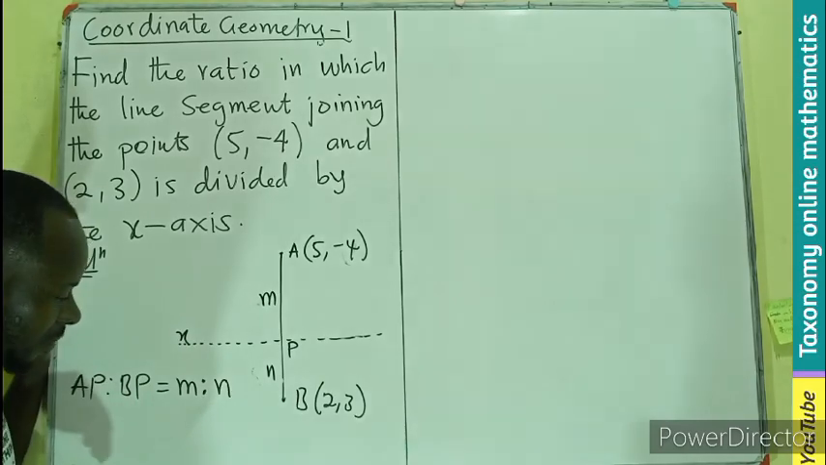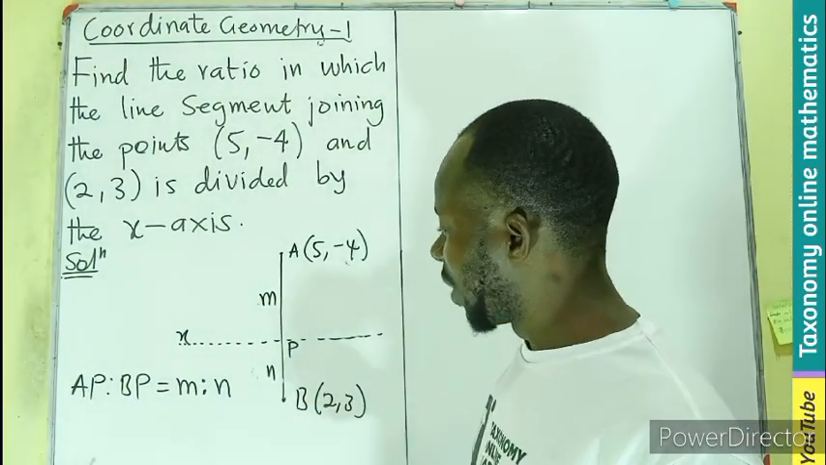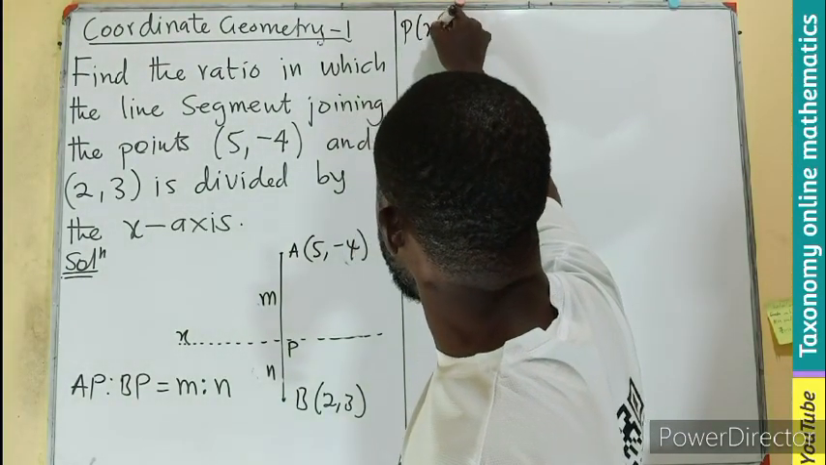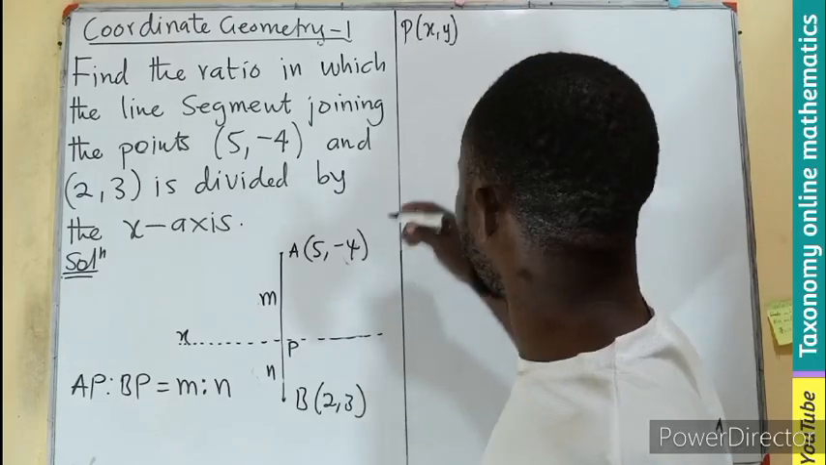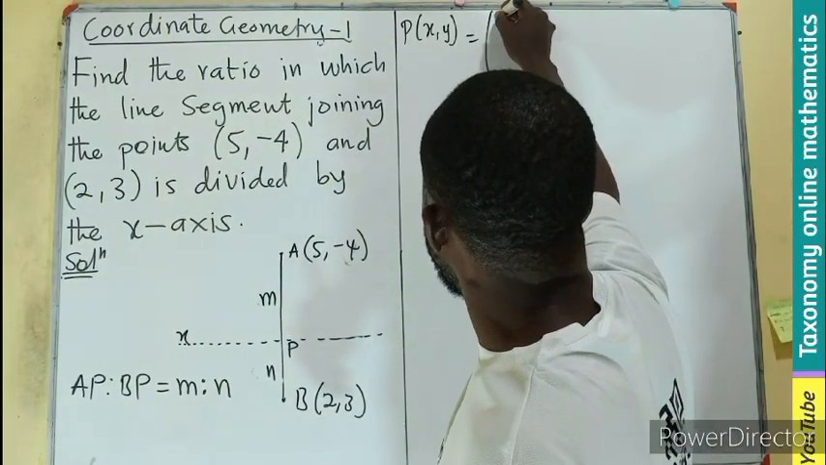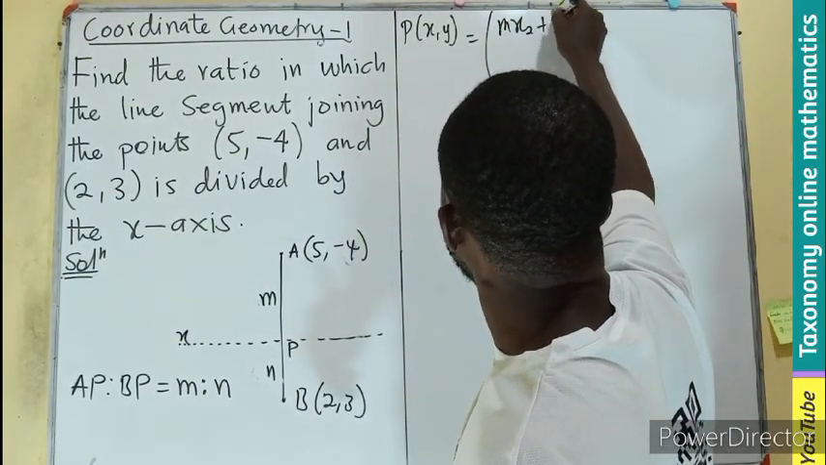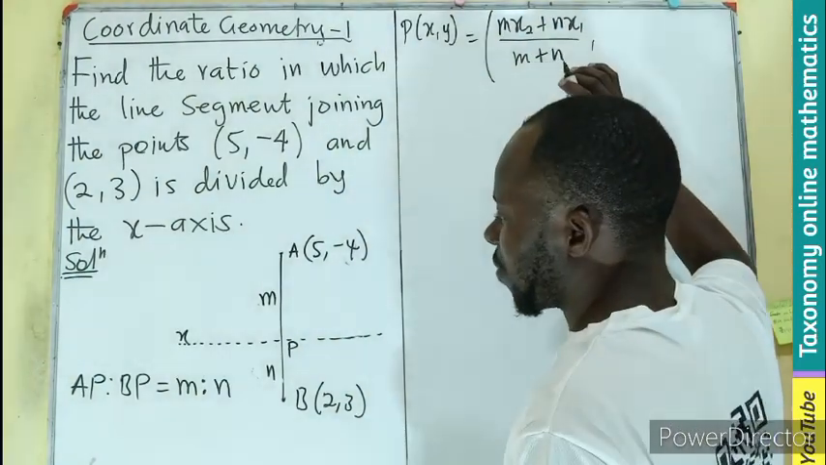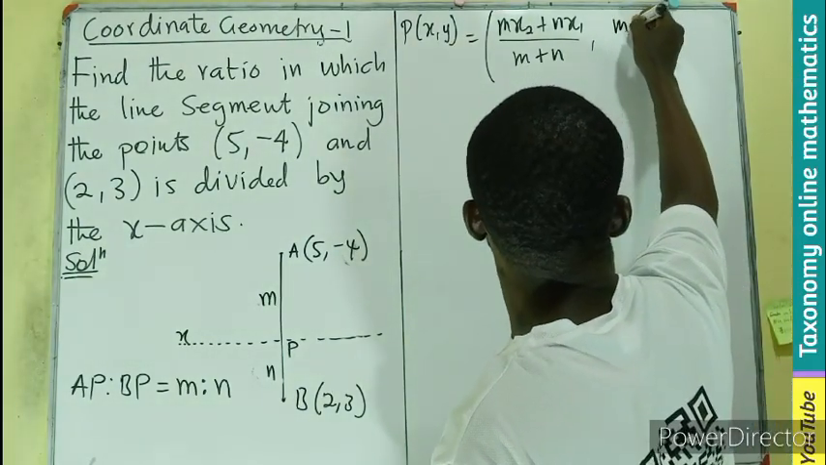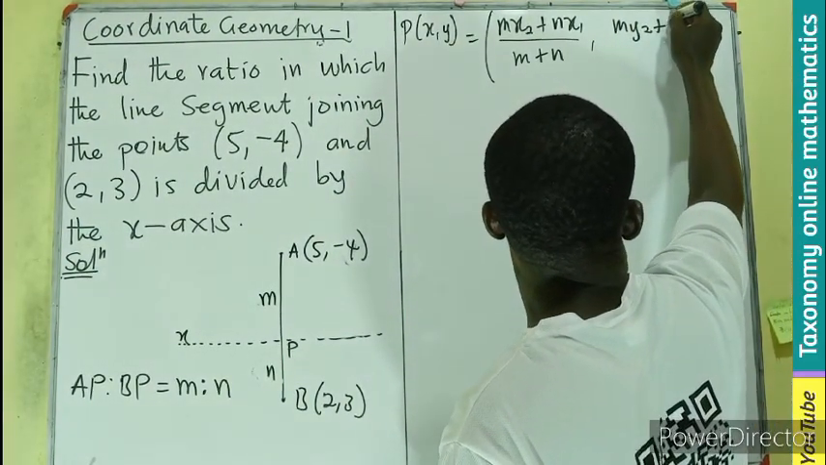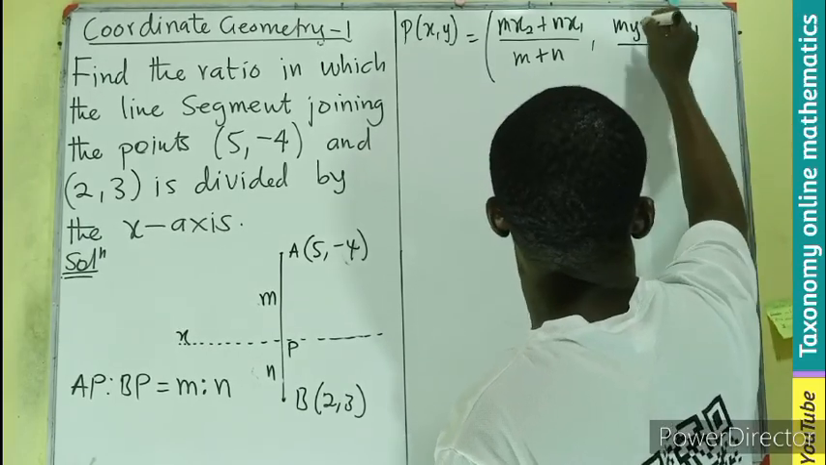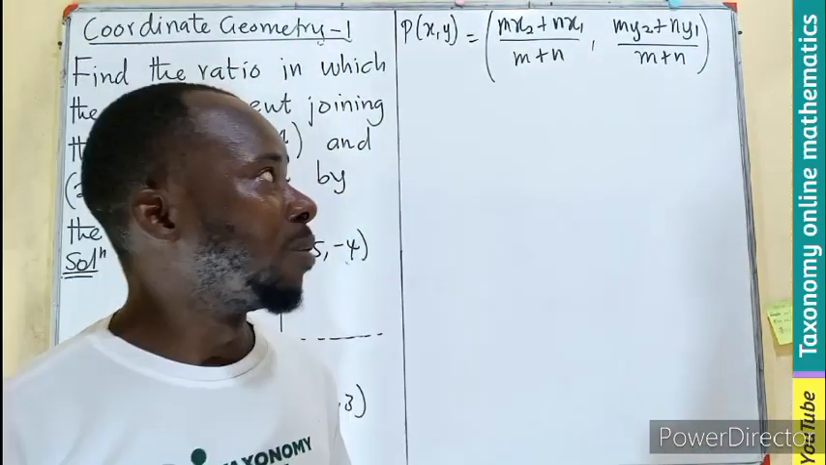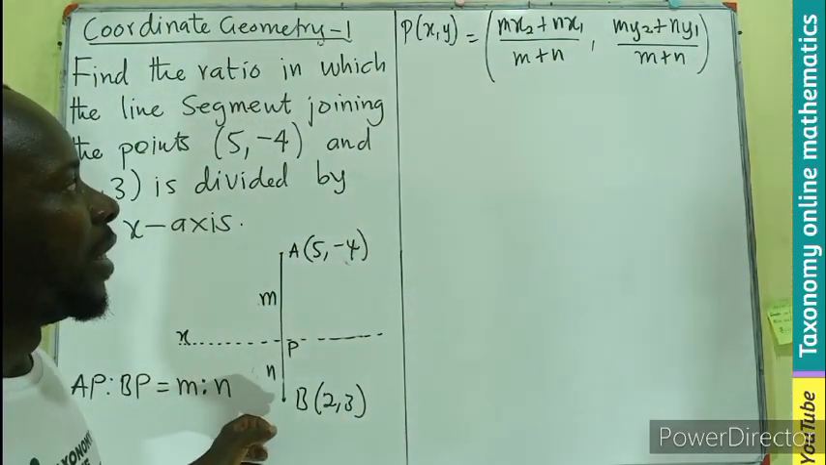Alright. So per record, we can say that the point P(x, y) equals (mx2 plus nx1, my2 plus ny1) all over m plus n. Remember, we derived this formula from the previous episode. So this is the record that we can bring into this in order to find it.